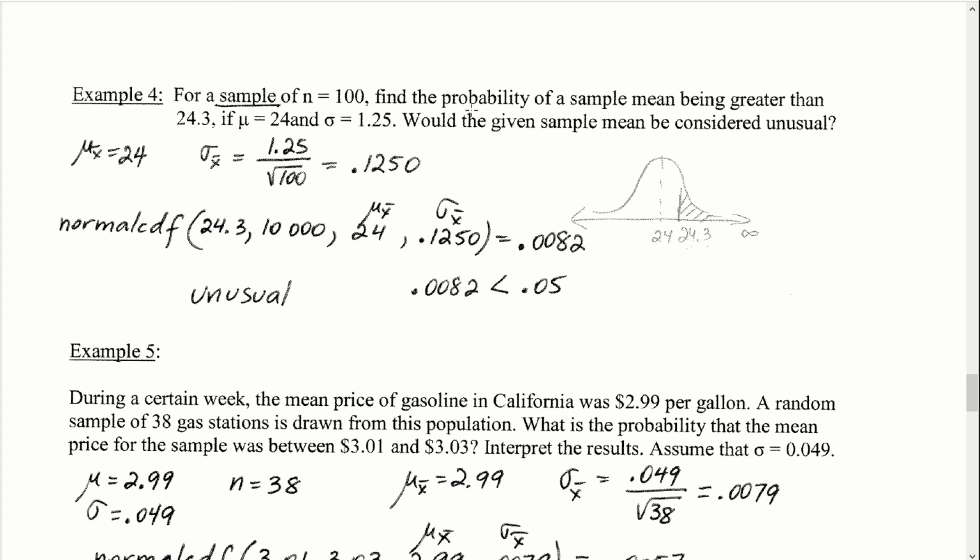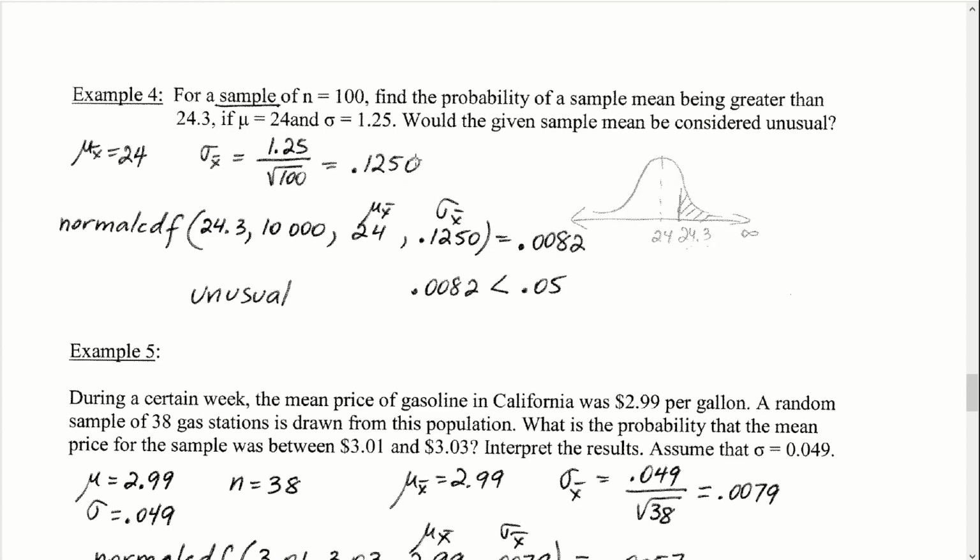We know how to calculate probabilities within a normal distribution via our normal CDF function in the calculator. First of all, when we go to construct the sampling distribution, let's first begin by computing mu sub x bar and sigma sub x bar. We know that mu sub x bar is equal to mu, so if mu is 24, then mu sub x bar is 24. Our standard deviation of the sampling distribution is going to be sigma divided by the square root of n. That's 1.25 divided by the square root of 100, which is equal to 0.1250.